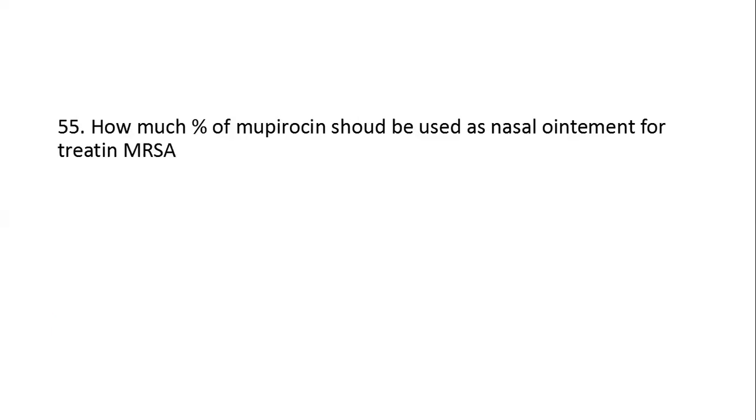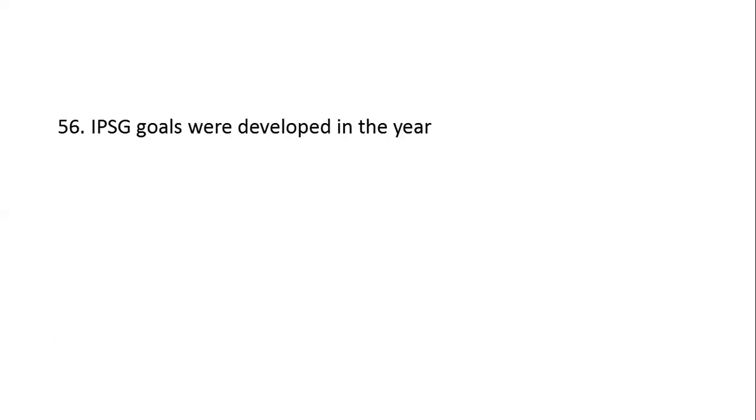Next question. How much percentage of mupirocin should be used as nasal ointment for treatment in MRSA infection? Option A, 6%, option B, 4%, option C, 2%, and option D, 8%. The right answer is option C, 2%. 2% mupirocin is used as nasal ointment for treating MRSA infections.